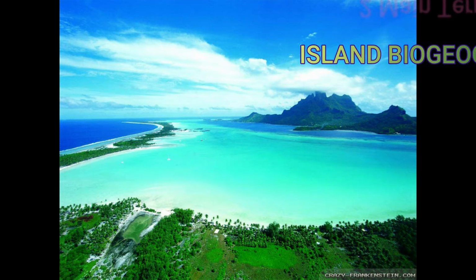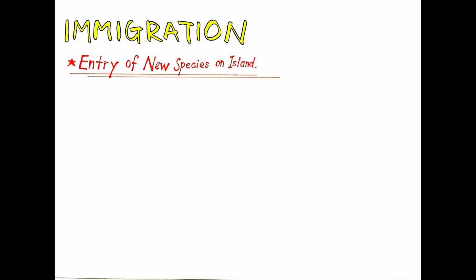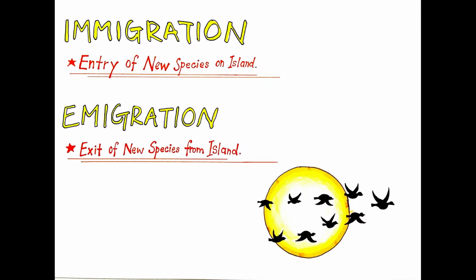There are two main terms that we need to understand in island biogeography. The first one is immigration, which is the entry of new species onto the island, and the second one is emigration or extinction, which is the exit of species from the island.